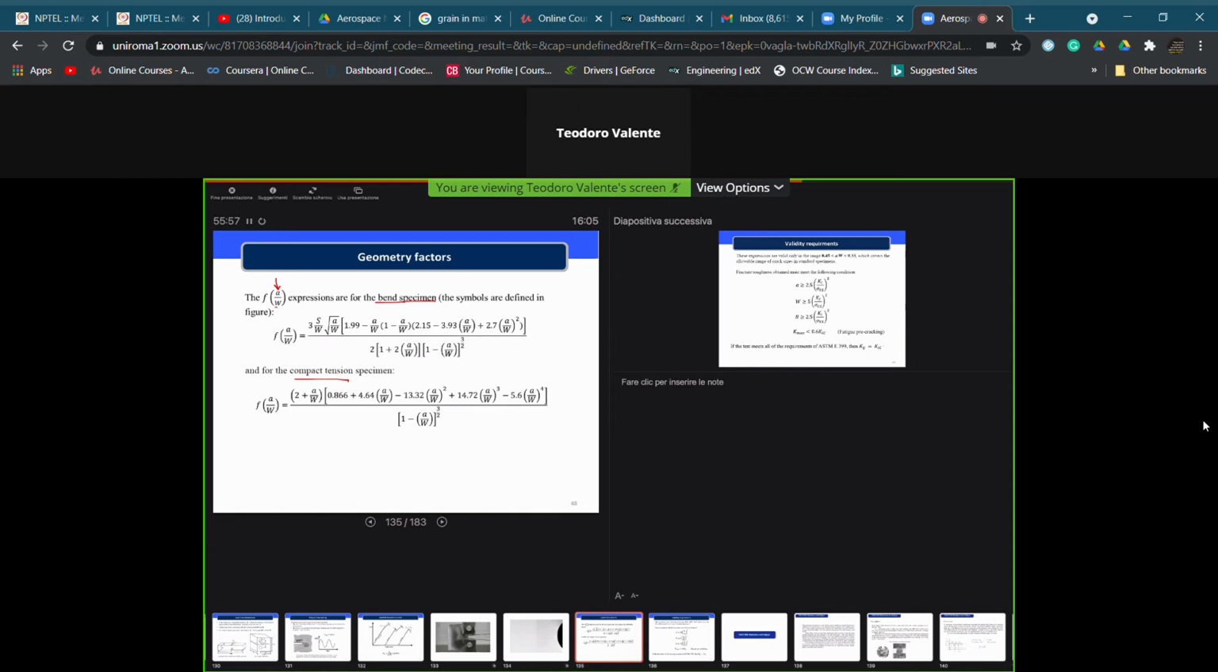And thus, by making standard tests, we are able to define the plane strain fracture toughness of the material, which we call K1C, that we are able to use without any modification if the condition on the thickness that we have seen before is satisfied.